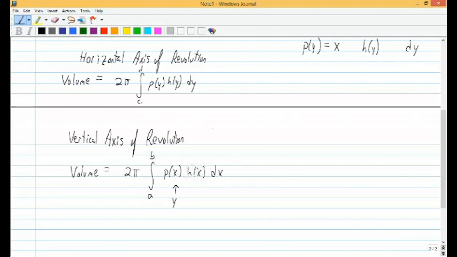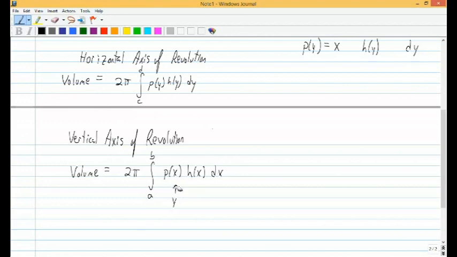All right, and the height, that's going to be some y equals x, some formula that we have to come up with depending on what the functions are. And then the dx, that's going to be the thickness of each one of our shells.